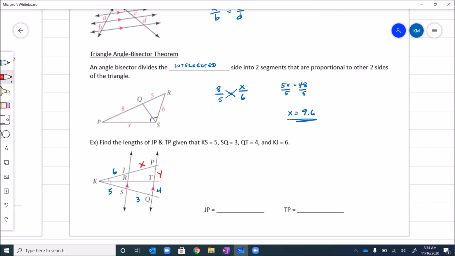As we try to find x, even though our lines are vertical, we really haven't seen vertical lines a whole lot yet. It's still the side splitter theorem, right? Two parallel lines intersecting the other two sides of the triangle. Okay, and so we can set up our proportion as 5/3 equals 6/x. Cross multiply, 5x equals 18, divide by 5, x should equal, or JP should equal, 3.6.